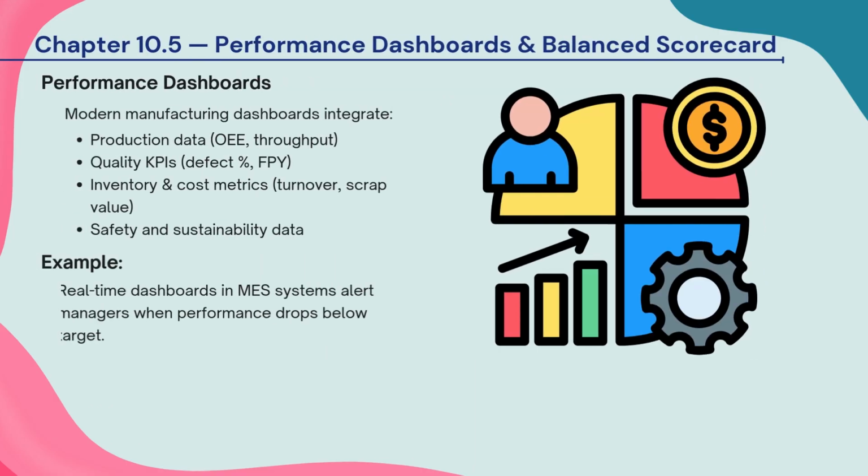This slide explains what modern performance dashboards track in manufacturing. They bring together key data like production performance, OEE, throughput, quality metrics, inventory and cost numbers, and even safety and sustainability indicators. Dashboards help managers take quick action. For example, ME's dashboards send alerts when performance goes below target so issues can be corrected immediately.